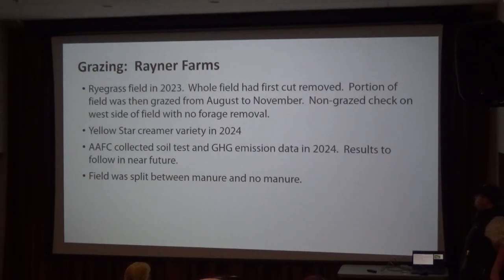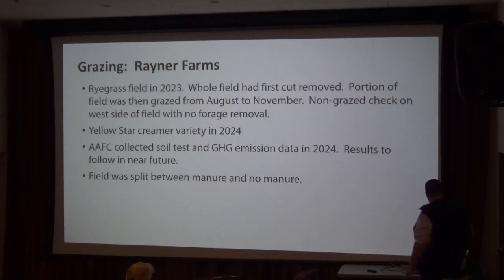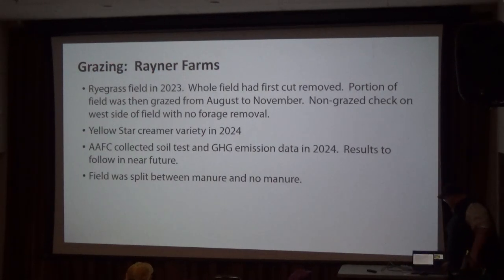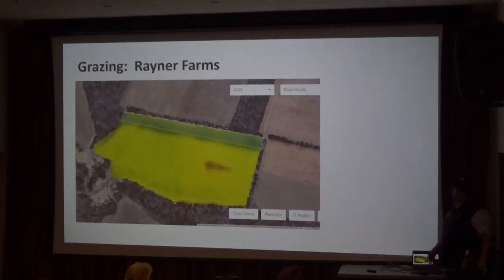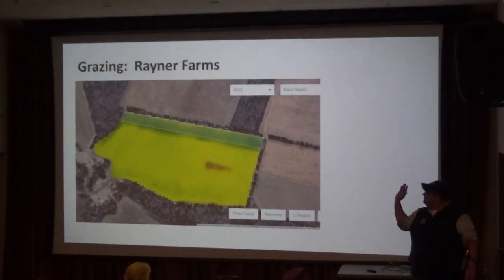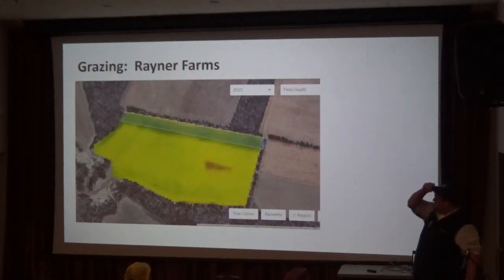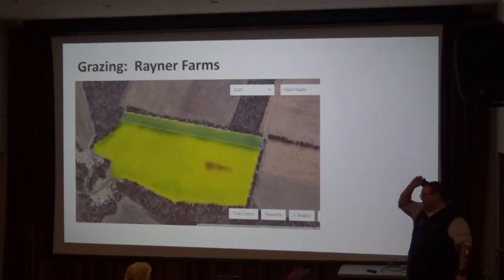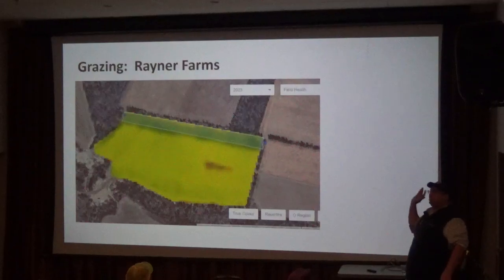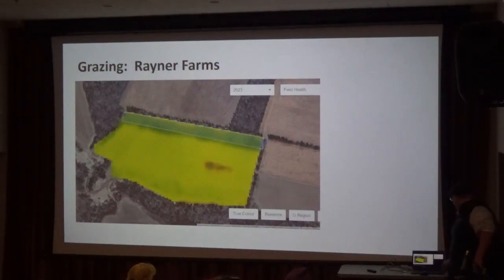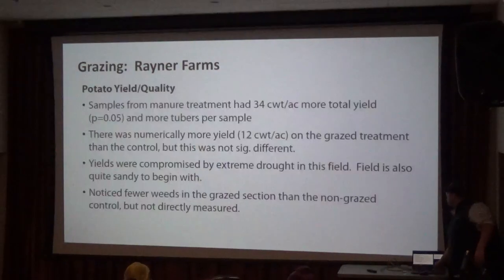Ag Canada worked with us to do the soil testing and the GHG emission data. I don't have that yet, but we'll be working on that. And then the field was also split between manure and no manure. Say the westernmost third of the field, or quarter of the field probably, was no manure, and the rest of the field had manure. And we had an equal number of samples between manure and no manure.